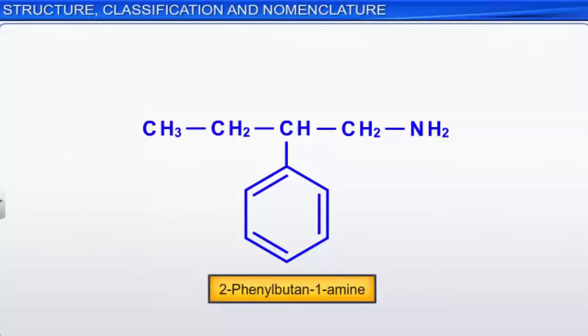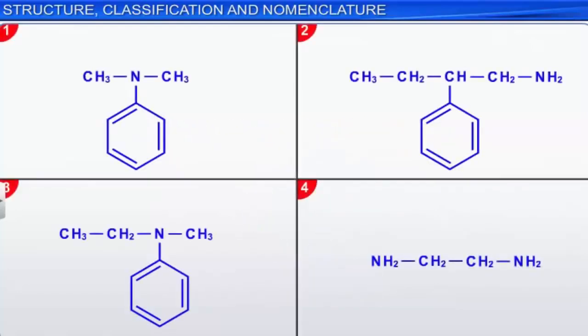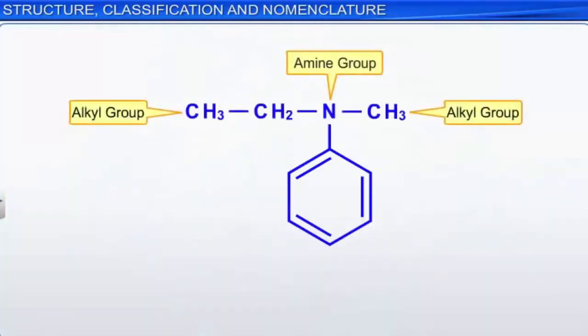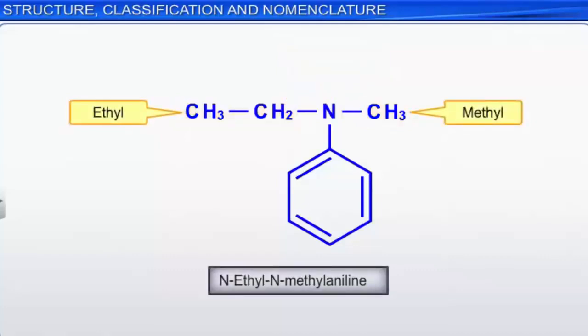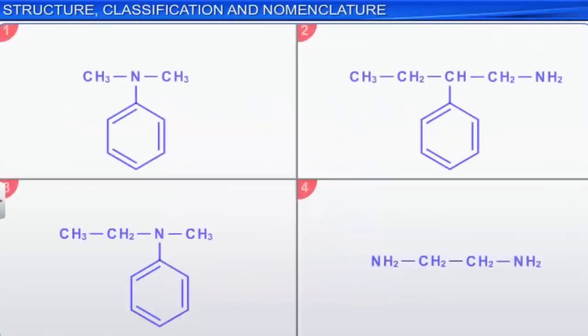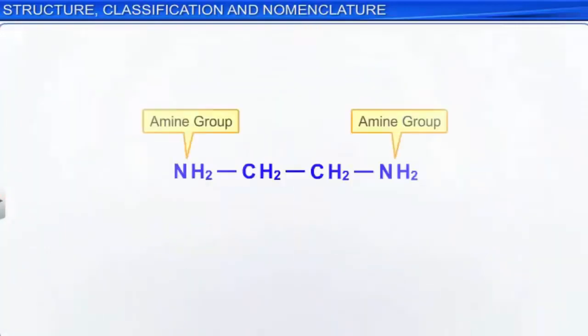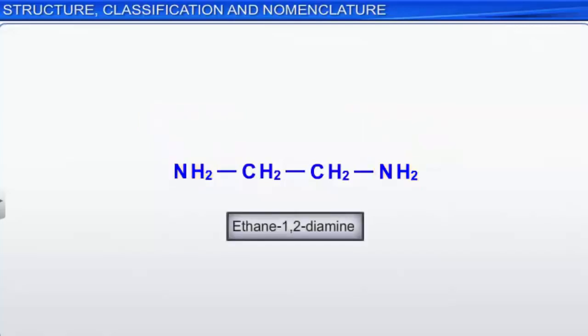In the third structure, an amine group is present on the benzene ring and alkyl groups are present as side chains. Hence, it can be named N-ethyl-N-methyl-aniline. In the fourth structure, as two amine groups are present on two adjacent carbon atoms, the compound can be named ethane-1,2-diamine.